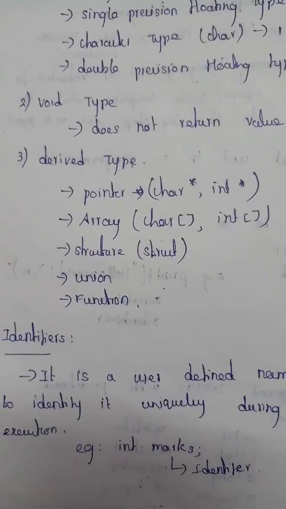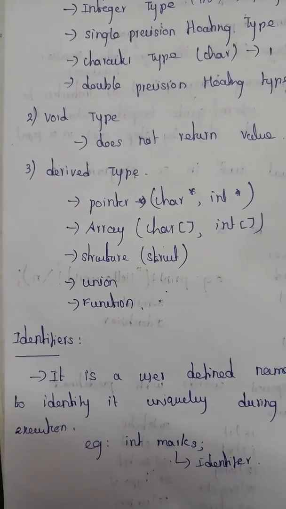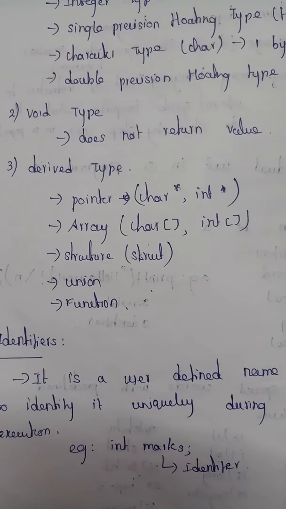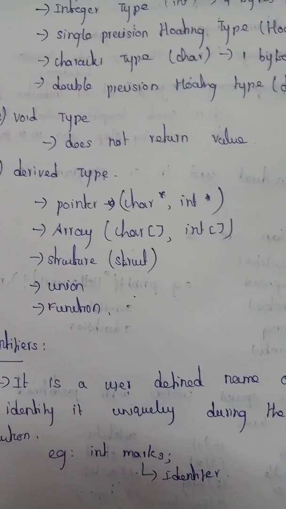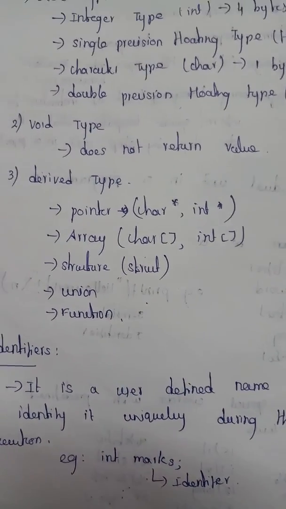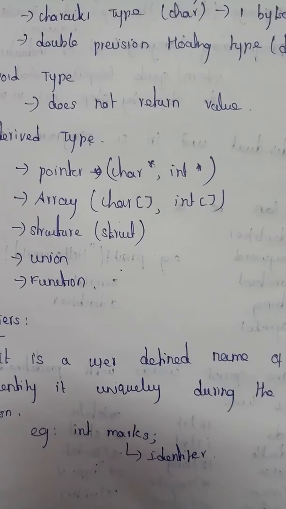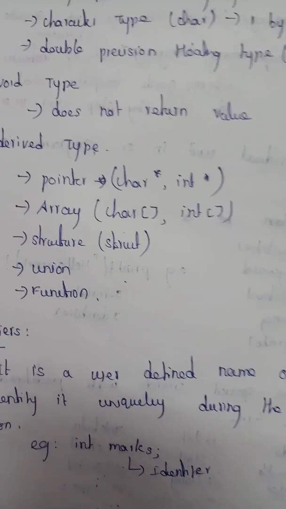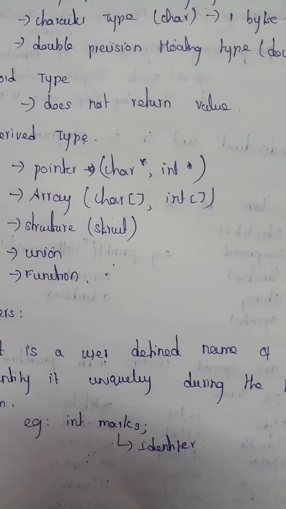The first one is identifier. Identifier is a user defined name of an entity to identify it uniquely during the program execution. Okay, user defined means we people only declare the identifier. It is mainly used to identify during the program execution. Okay, here the example is int marks. Here marks is the identifier.